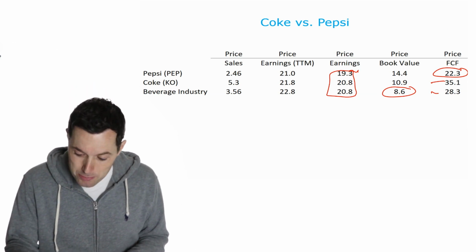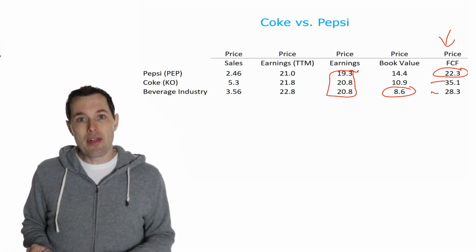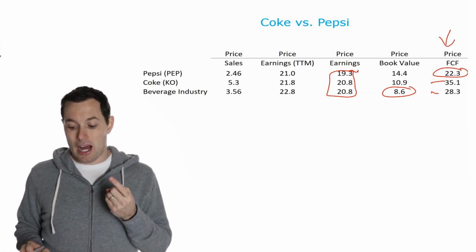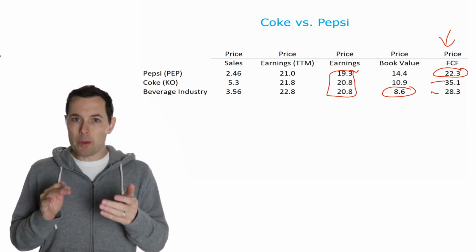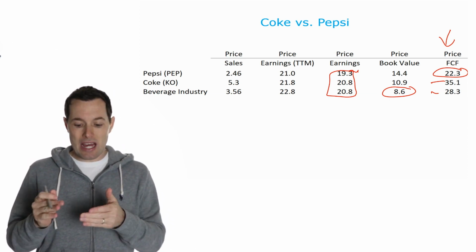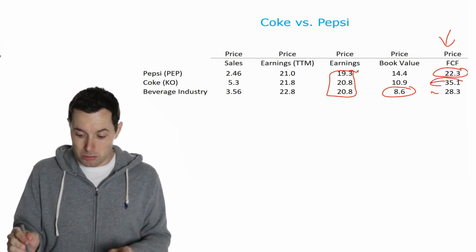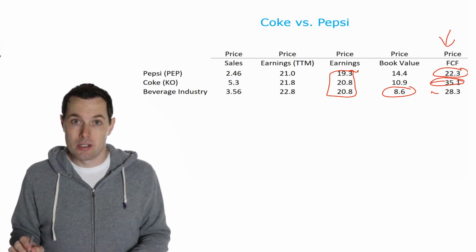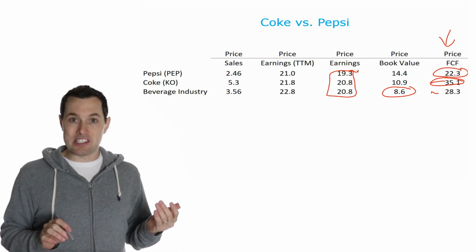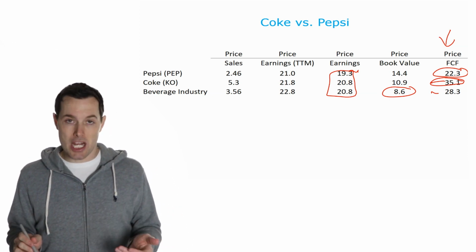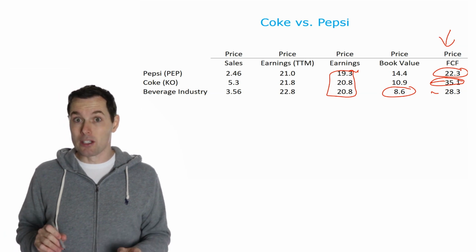Because if Pepsi has much better free cash flow, that would tell me one of two things. Either one, something's happening that is throwing these numbers off for Pepsi in the short term. Or two, perhaps something happened with Coke. Maybe something happened with Coke over this past year that threw off their free cash flow numbers. So that's something to look into.